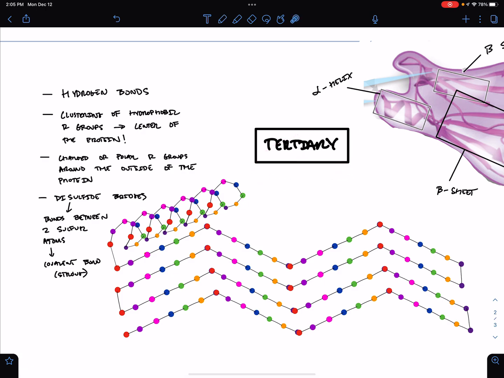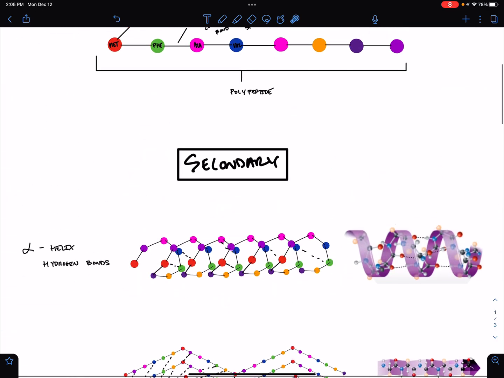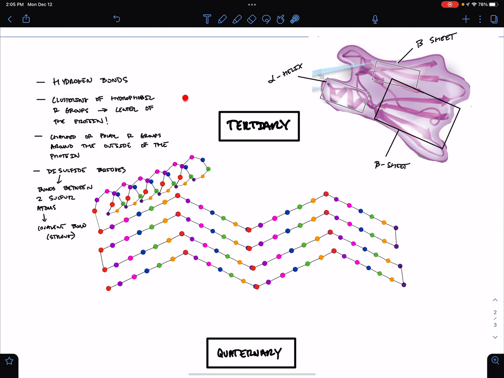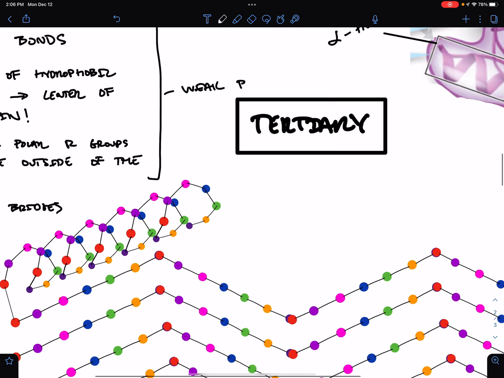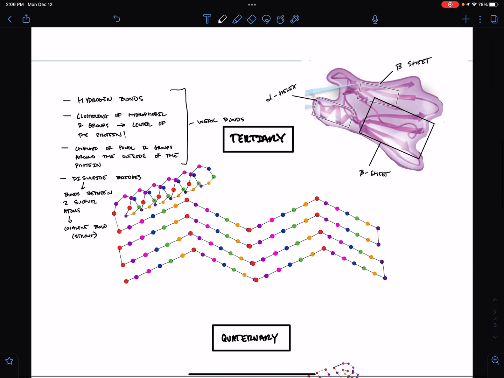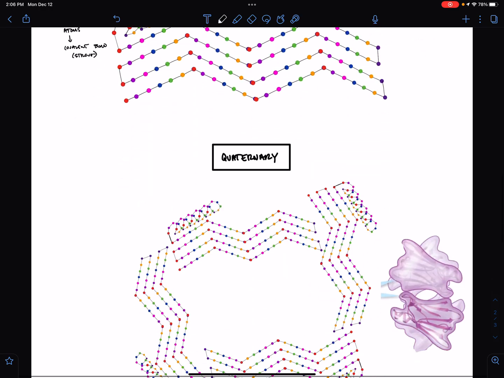But tertiary structure, much like secondary structure, is mostly held together through weaker interactions. So this hydrogen bonding, this clustering of hydrophobic R groups in the interior, and clustering of polar R groups around the outside, these are all pretty weak bonds. So tertiary structure, much like secondary structure, is a lot weaker than primary structure, and it can fall apart.